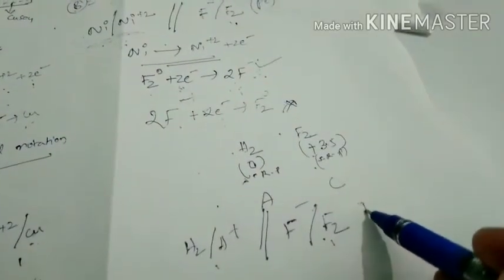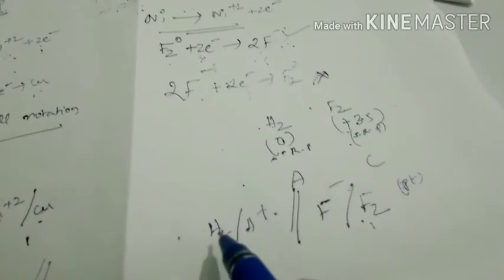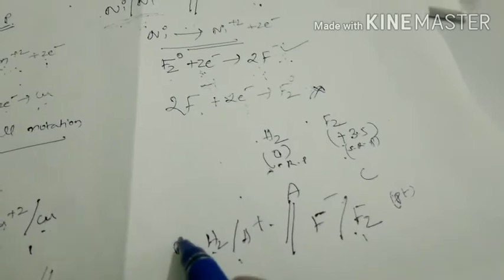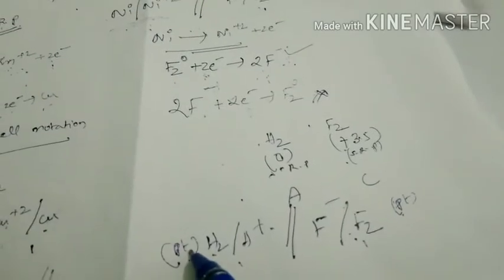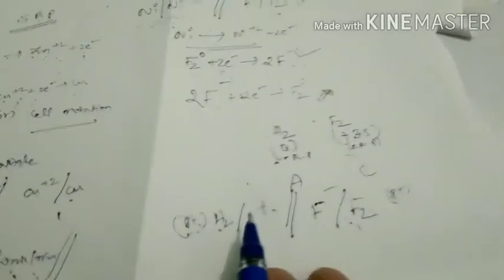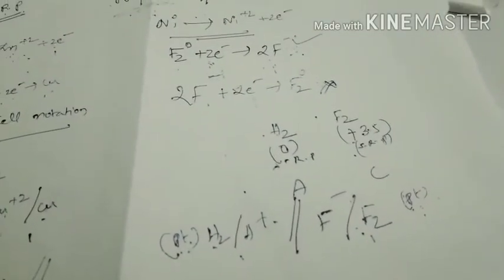Here you should write platinum here only. Here you should not write like here. Before this part we should write like this. After this one you should write like this. Or you can take palladium also. Palladium or platinum. Or you can take different ones, platinum, palladium. So this is the way to write cell representation in case of non-metals.